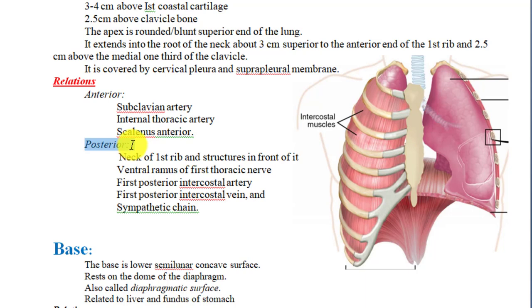And what are the posterior relations? The neck of the first rib, right? When the first rib goes back, the neck of the first rib is present in posterior relation. The ventral ramus of the first thoracic nerve, the first posterior intercostal artery, the first posterior intercostal vein, and the sympathetic chain. So these are the structures which are in relation to the apex of the lungs. So the apex is rounded, and we told you about its exact location and its relations.